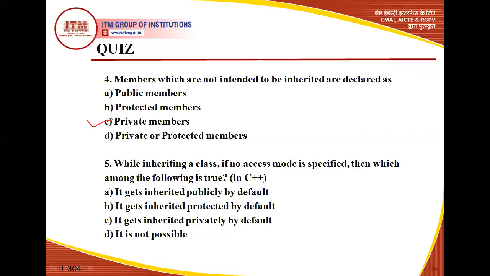And at last, the final question is, while inheriting a class, if no access mode is specified, then which among the following is true in C++? It gets inherited publicly by default. It gets inherited protectedly by default. It gets inherited privately by default. Or it is not possible. So, what will be the answer? The answer is C. It gets inherited privately by default.